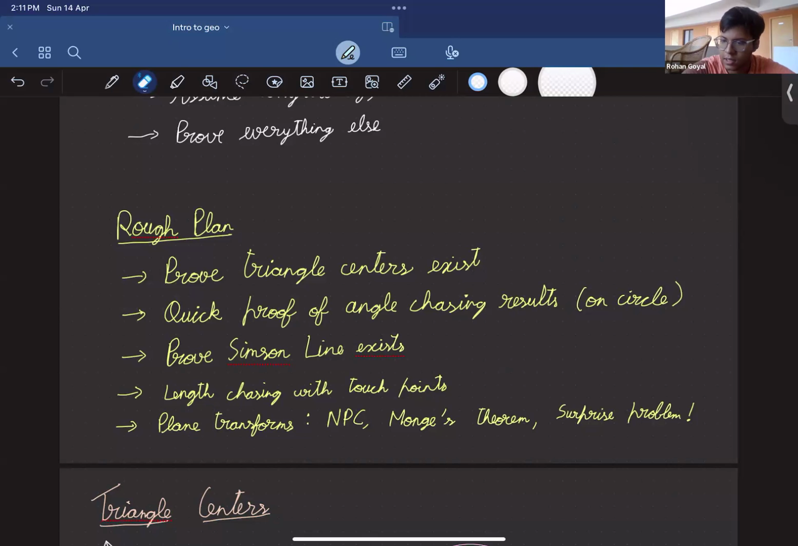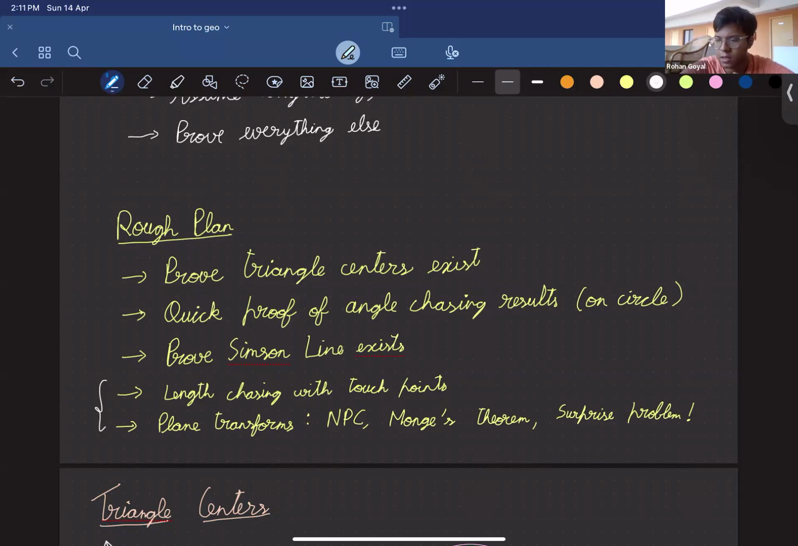Then third, we'll use our angle chasing and our newly developed intuition to prove something called the Simpson line. And after that, the last two things are kind of up in the air, depending on how much time we have. How much time we put on these things, we'll see based on what time is left. Because I don't want to exhaust you all, because long sessions can be fairly exhausting.